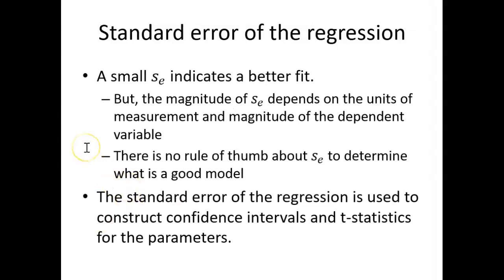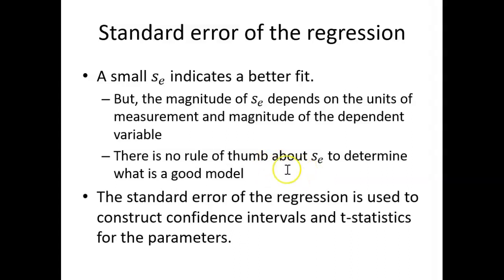So the smaller the standard error of the regression, the better the fit of the model. But the standard error of the regression is a number that's similar to the covariance. It's difficult to interpret by itself because it depends on the units of measurement of the dependent variable. So there's no good rule of thumb about what's a good standard error of the regression or a bad one. But it is a useful input into a number of other ways of evaluating a regression model.